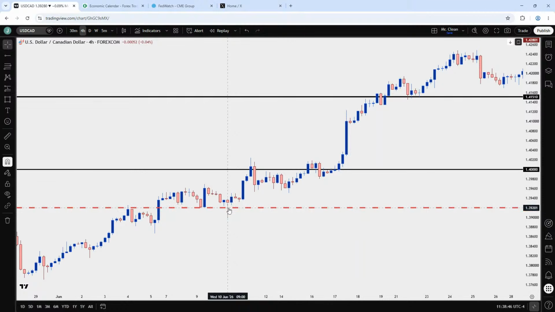So your thesis essentially is the support was defended, but you know where you're wrong. And the stop goes below the underside of that wick. I don't want to put it right at the underside of that wick. I'll put it a little bit further. I'll try to nest it so that if we do get this shaved and then it bounces, I don't just automatically get wicked out, but you know where you're wrong.